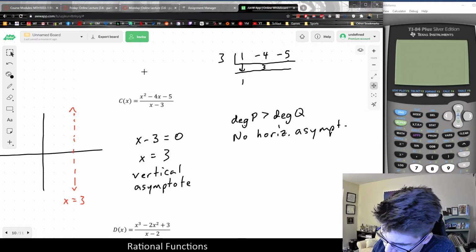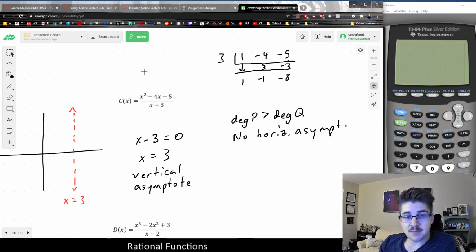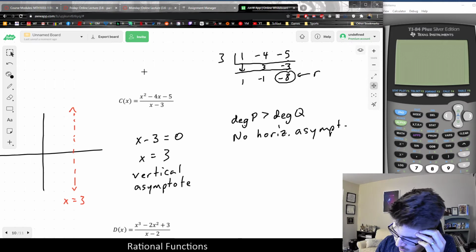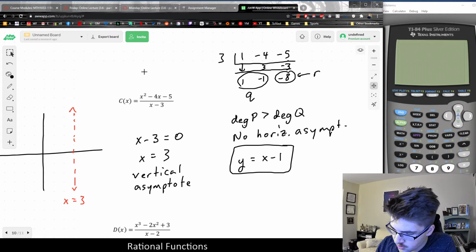Drop, multiply, add, multiply, add, negative 8. And we wouldn't necessarily expect them to be divisible. So remember, we only want 0 when we're trying to factor it. In general, the remainder doesn't have to be 0, but the last number over here is always the remainder, and this part right here is the quotient, which is our polynomial. And basically the equation y is equal to x minus 1 is going to be the equation of the slant asymptote.